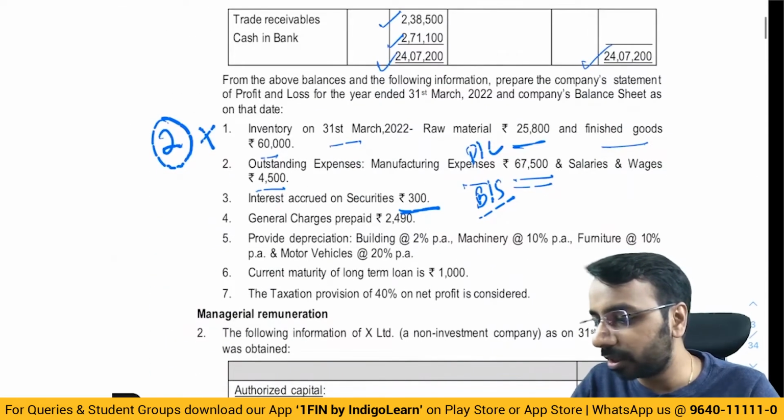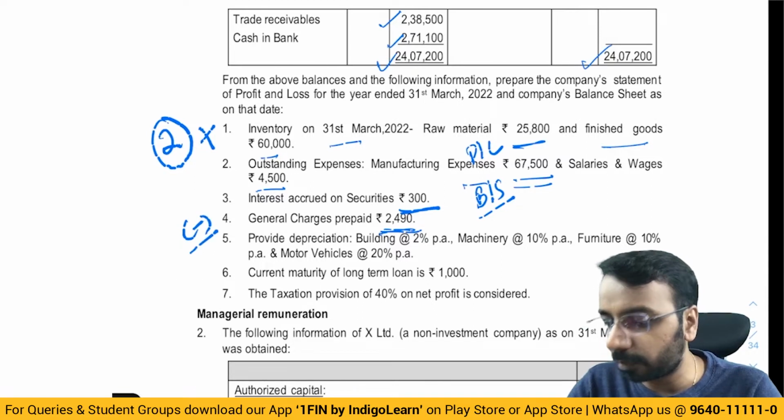Okay. Then general charges prepaid. What will you do for this? You will reduce it from your expenses and this will be a prepaid asset.